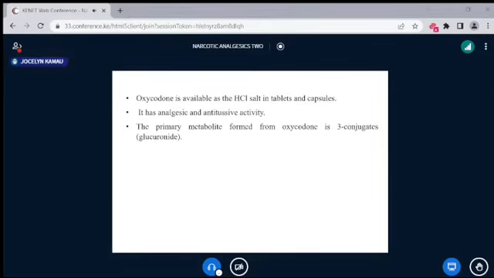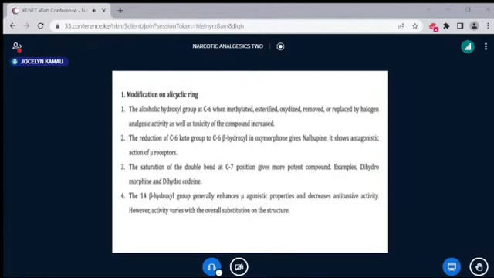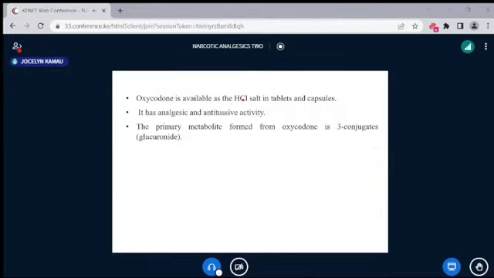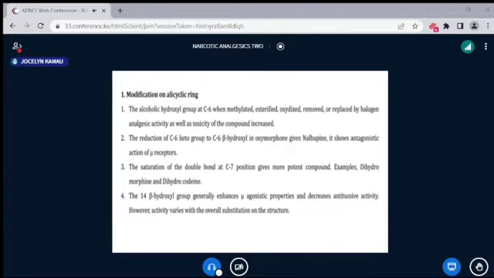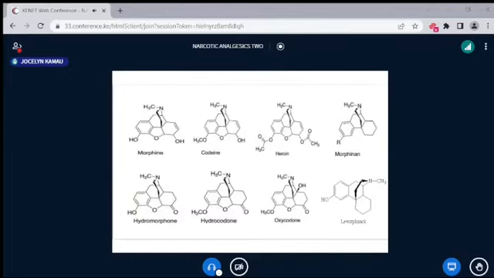Oxycodone is available again as the hydrochloride salt in tablets and capsules. I think that we have discussed that, but it was repeated. So again, that is the structural modification of ring C. So I think we have finished the whole of this. So we don't need to go back there.